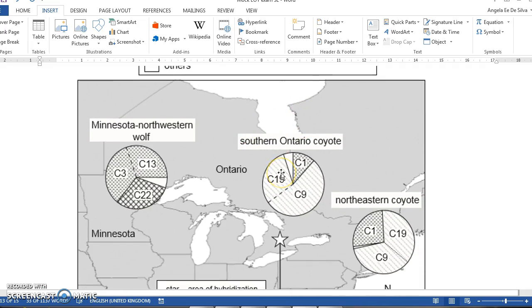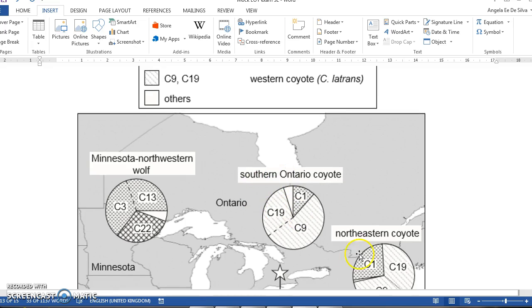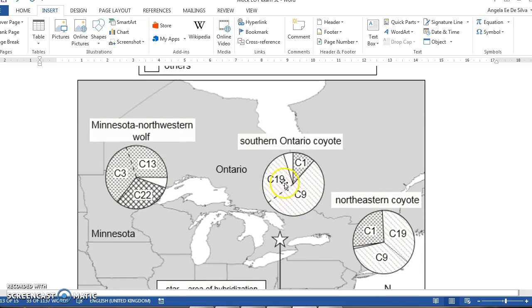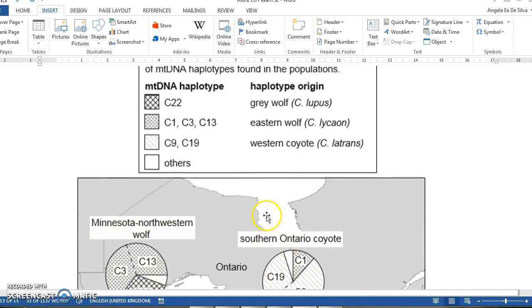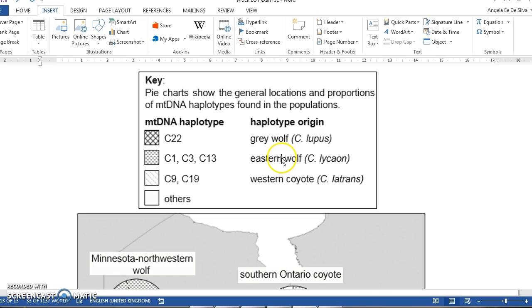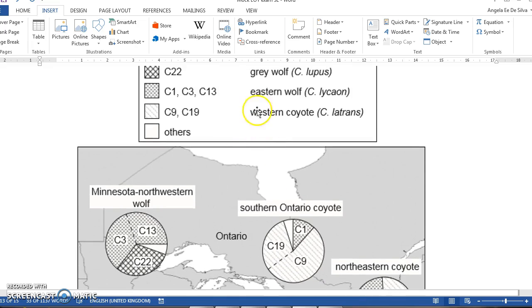The next evidence we see is in these two areas. We see here C19, C9, and C1. Again, C19, C9, C1. These two look like they have the same DNA haplotypes. But where did they come from? C19 and C9 came from western coyote, and C1 came from eastern wolf. So this means that eastern wolf and western coyote did hybridize, and that is the evidence as well.